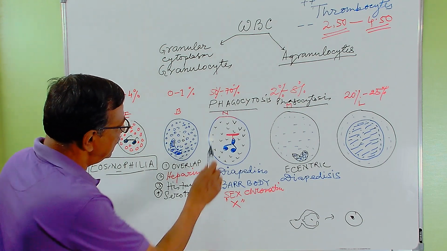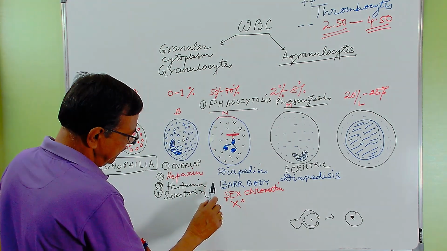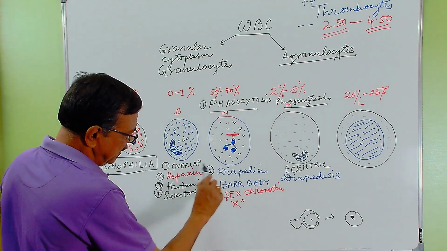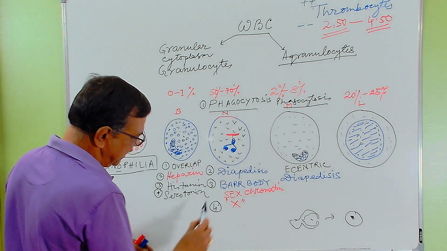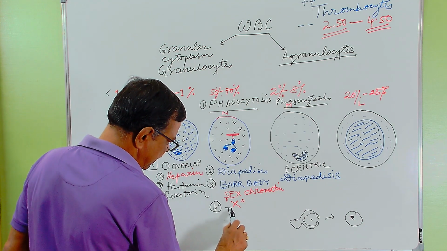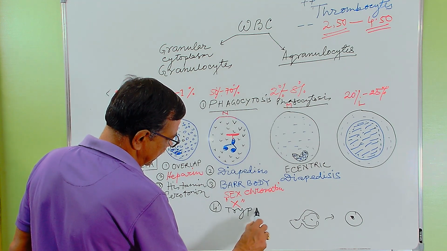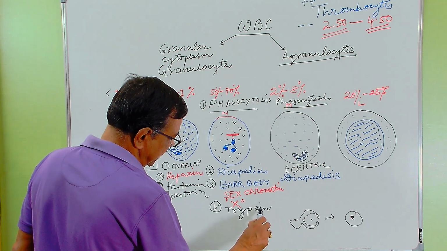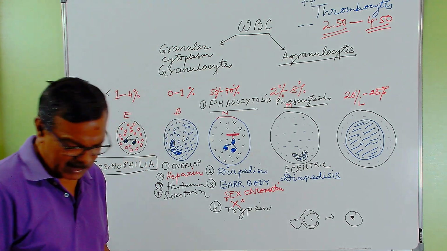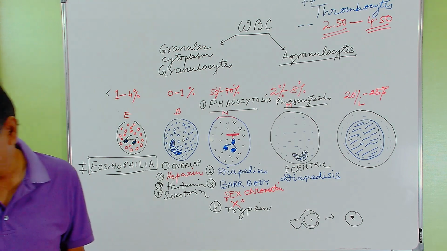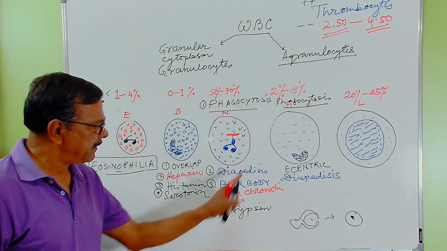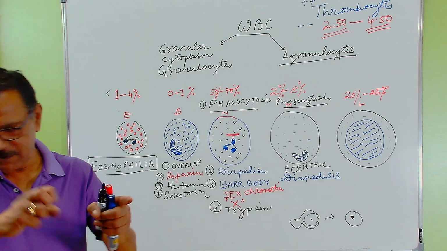So this is one of the functions. Diapedesis is the second function. Chemotaxis is the third. Fourth one I will write, they secrete trypsin. T-R-Y-P-S-I-N, trypsin. Trypsin is a lipolytic enzyme. They digest the bacteria and phagocytose it. They kill it.